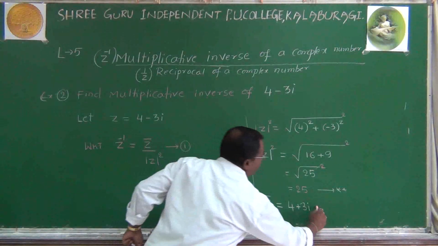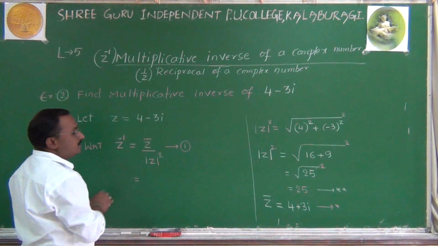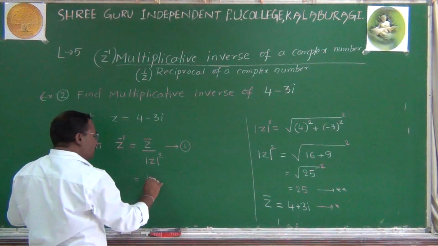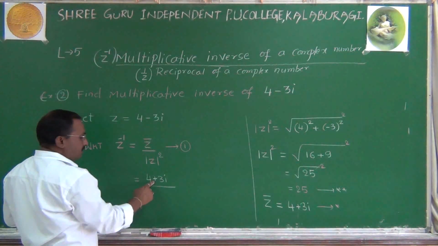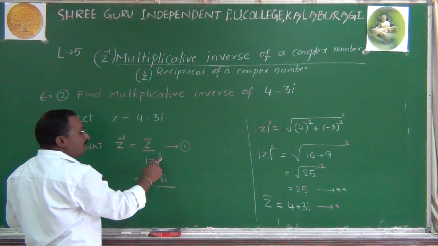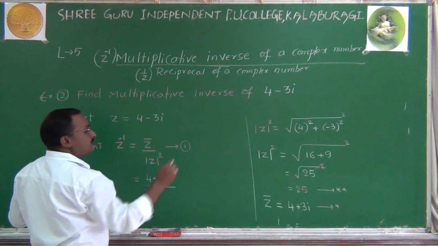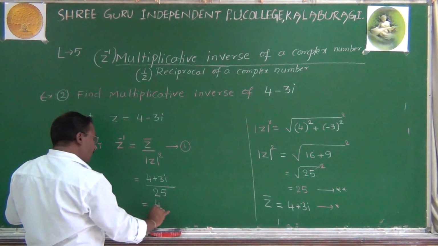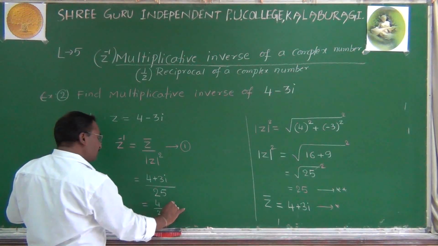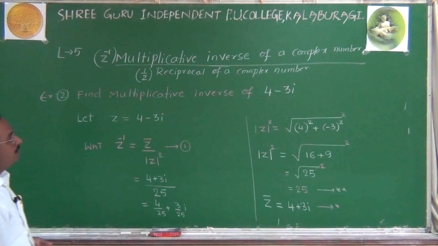Substitute these two values in equation number 1. z bar is 4 minus 3i becomes 4 plus 3i. Understood? Modulus of z whole square: modulus means square root, and square and root get cancelled, leaving real part square plus imaginary part square. This is the value: 4 by 25 plus 3i by 25. Any doubt? This is the formula method.